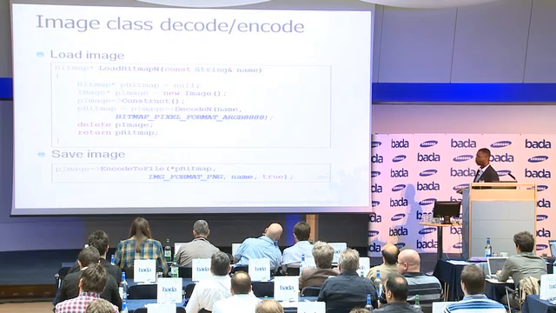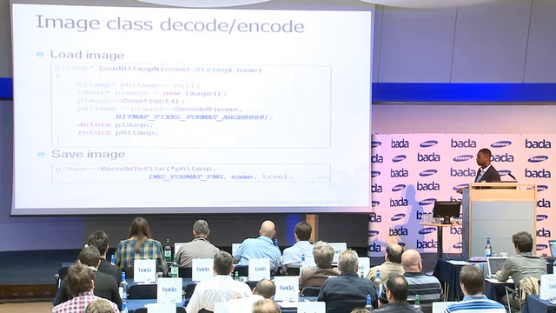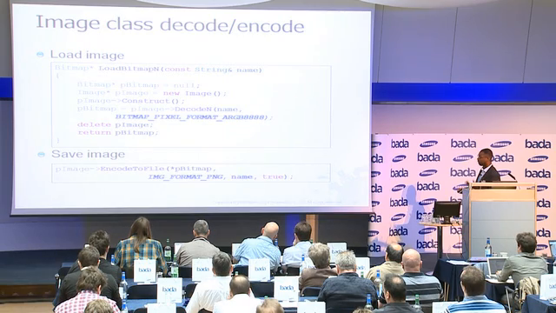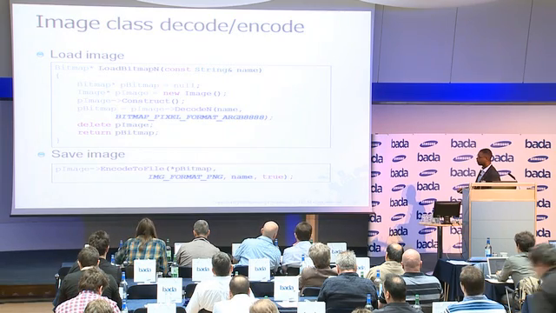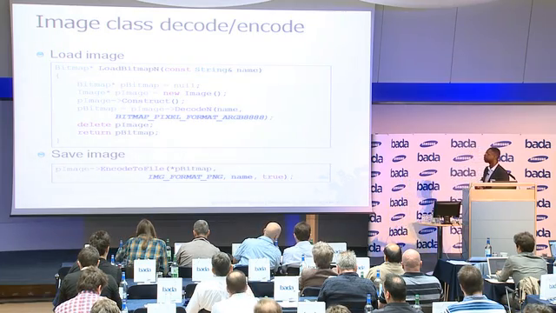If we have a bitmap, we can encode it to a file. We simply call the encode-to-file method on the image instance, and we specify the image format. We can specify the name of the file, and we can also specify that if the file currently exists, it will be overwritten.